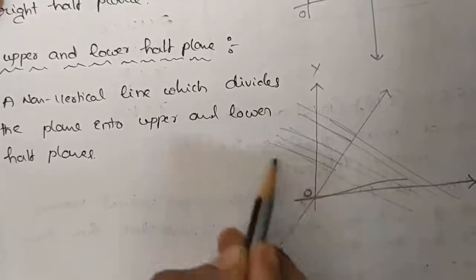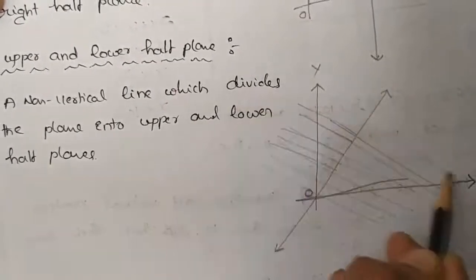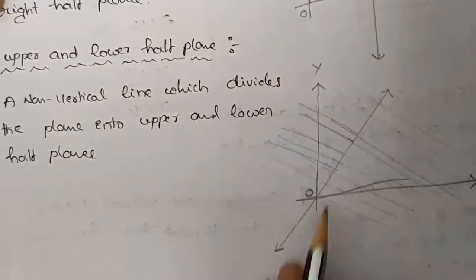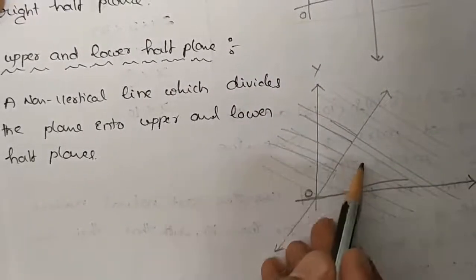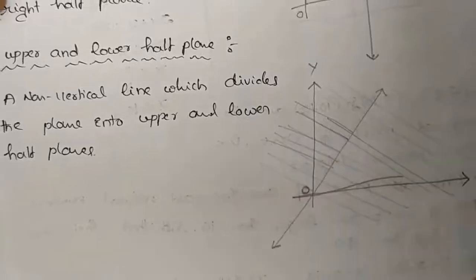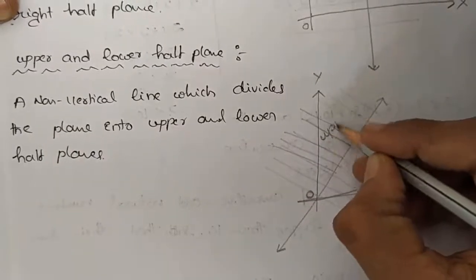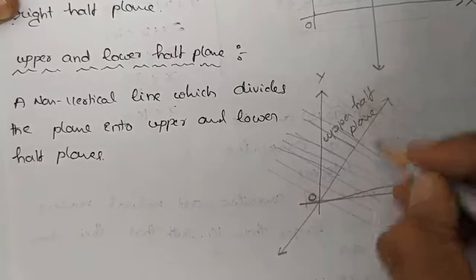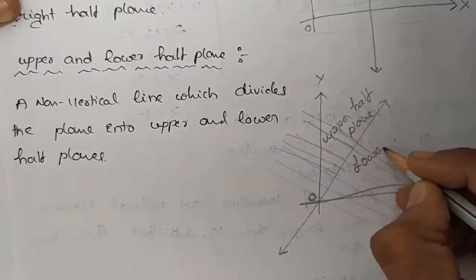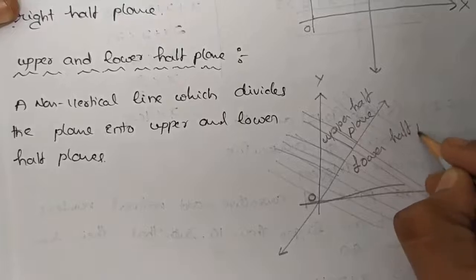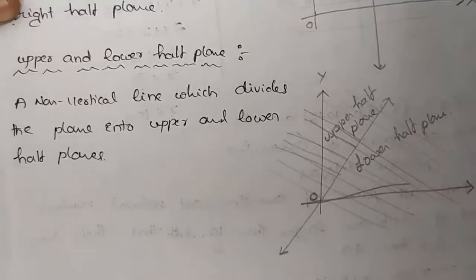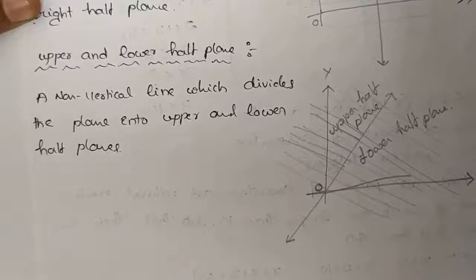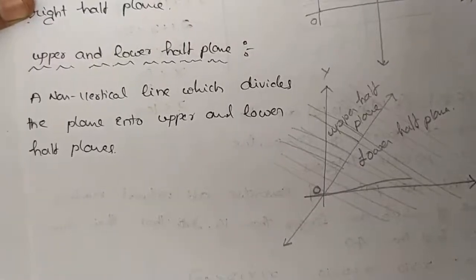Kindly use scales for this. This is the upper half plane. This is the lower half plane. So these are the types of half planes.